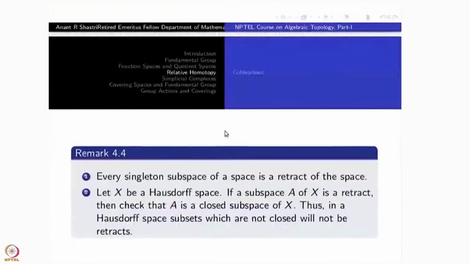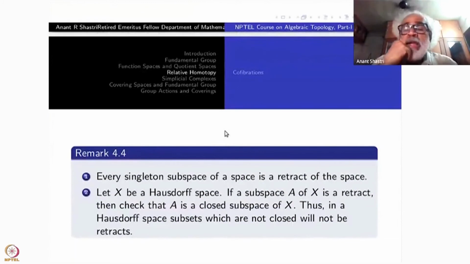So here are a few remarks. Every singleton subspace of a space is a retract. You can take the constant map at that point. But deformation retract, weak deformation retract, they are homotopy concepts. They are not always true. If X is a Hausdorff space and if A is a subspace which is a retract, then A must be a closed subspace.